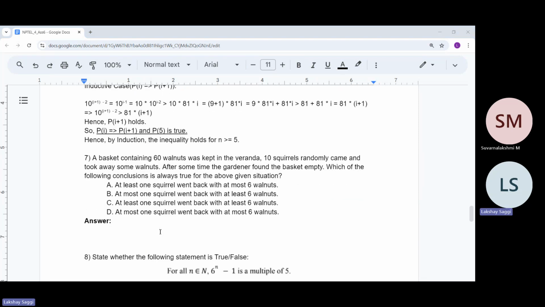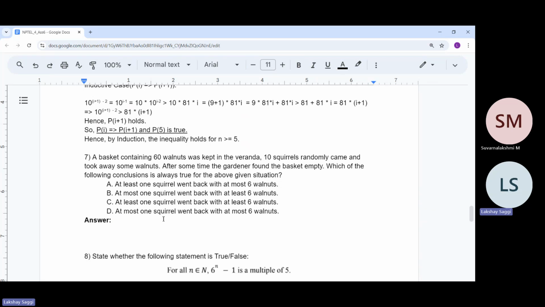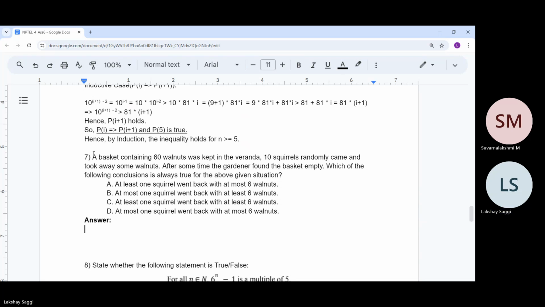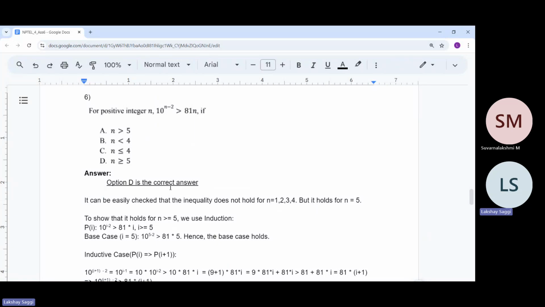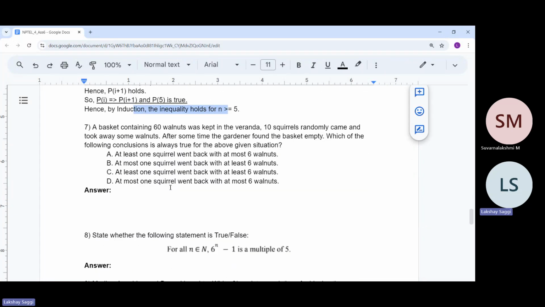And now maybe we can move on to the seventh question. First of all, this is why n greater than or equal to 5, option D, is the correct answer. The seventh question says that a basket containing 60 walnuts was kept in the veranda. 10 squirrels randomly came and took away some walnuts. After some time, the gardener found the basket empty. Which of the following conclusions is always true for the given situation? So we are given four conclusions and we want to figure out which of these will always hold.